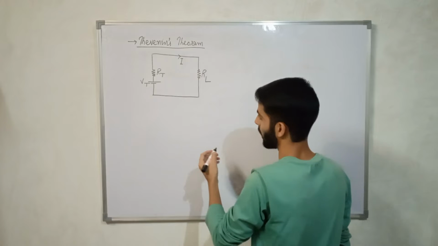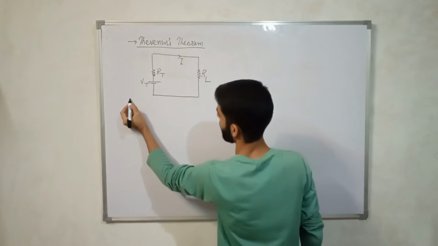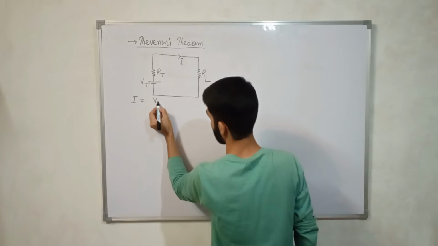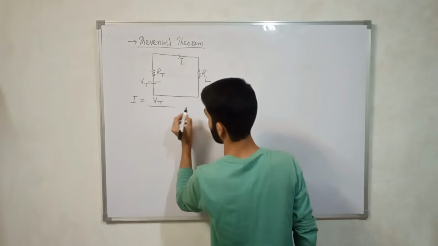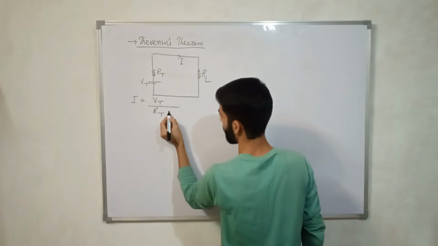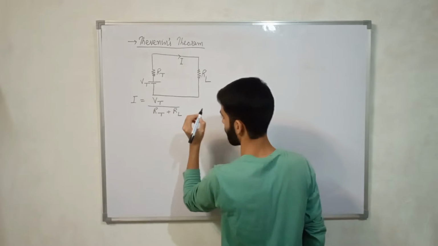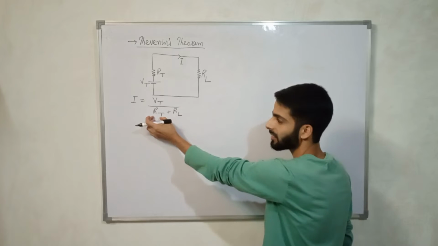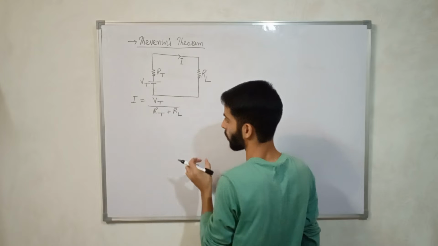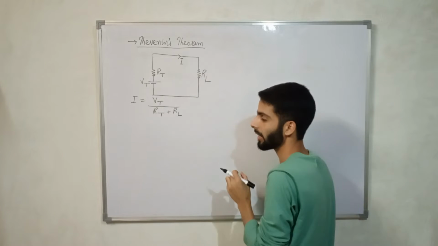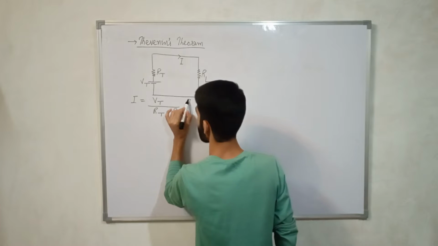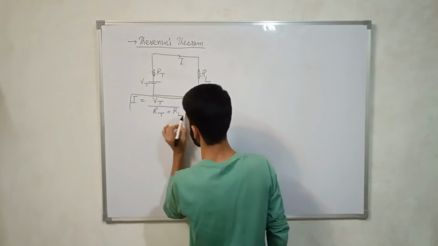So what is the formula? Here we can do like this: I equal to VT upon RT plus RL. One resistance is the internal resistance of Thevenin's voltage source, and another is the load resistance. Here we can find I like this. So this is an ideal circuit of Thevenin's theorem.